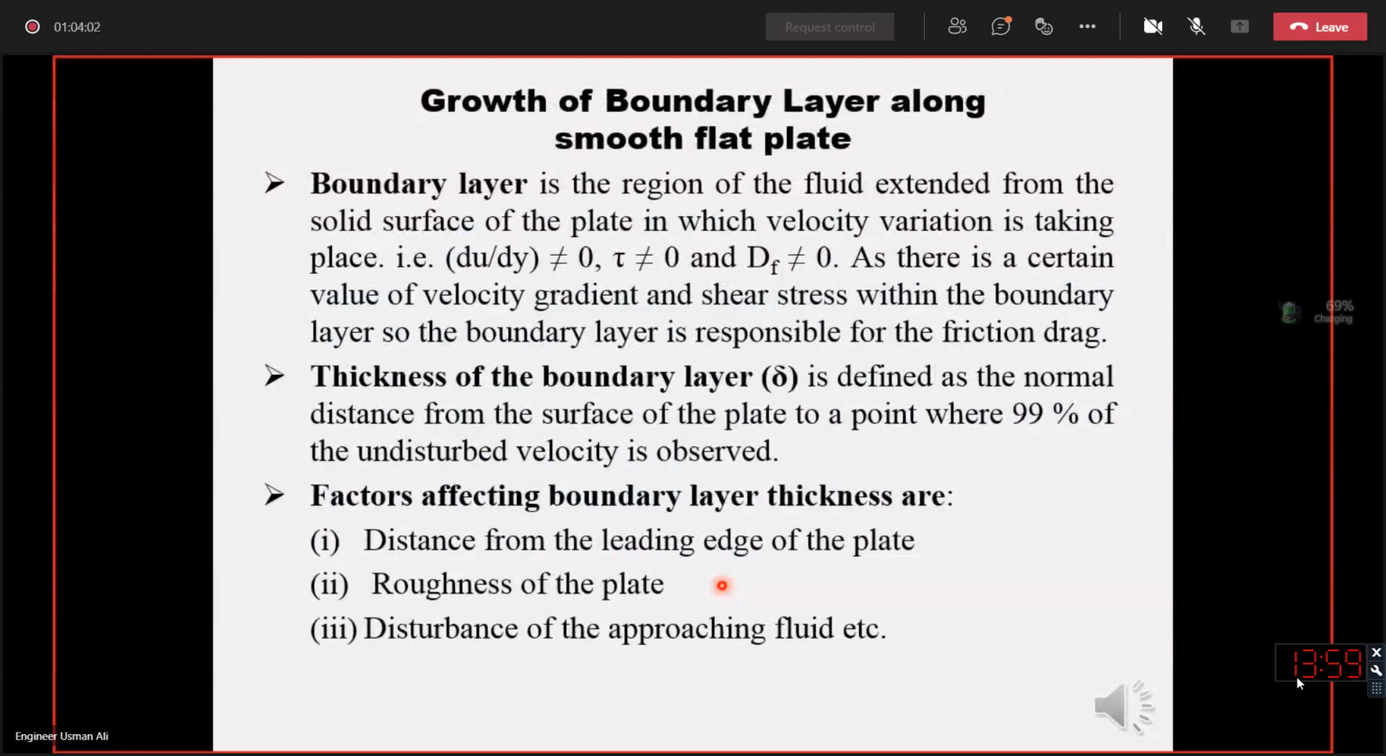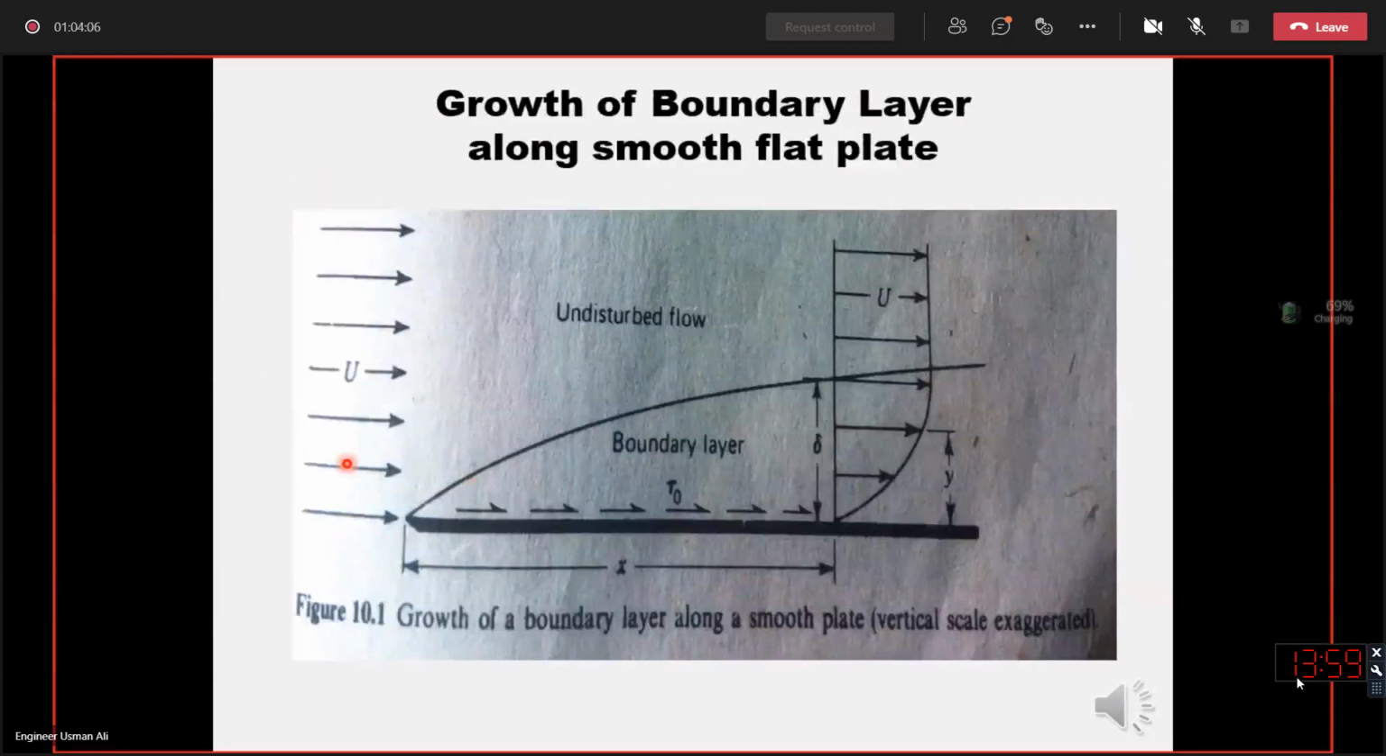Then, disturbance of the approaching fluid. If the approaching fluid is disturbed, meaning some local roughness is present, the boundary layer will be as in the case of the turbulent boundary layer.